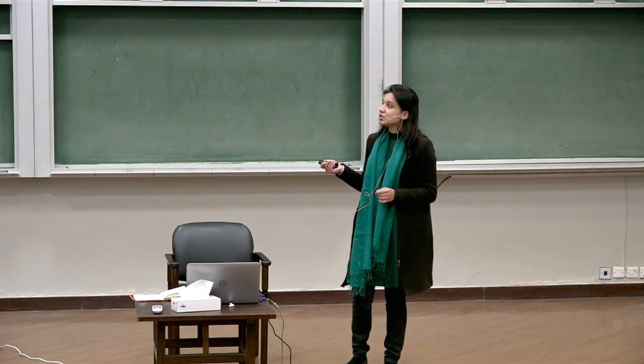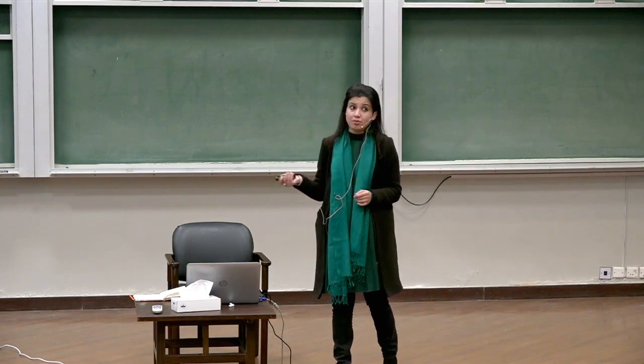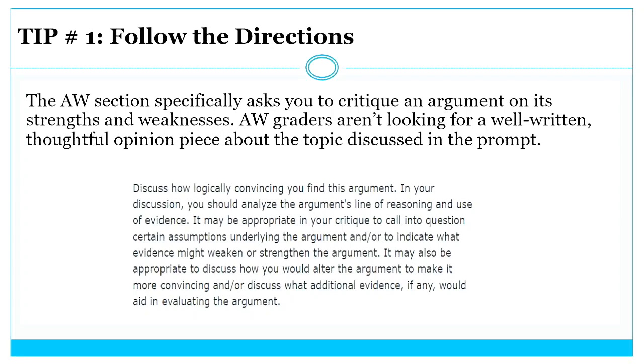The same kind of instructions you will come across when you're going to read the prompt of your essay, the argument essay. Here is an example. Discuss how logically convincing you find this argument. In your discussion, you should analyze the argument's line of reasoning and use of evidence. It may be appropriate in your critique to call into question certain assumptions underlying the argument, or to indicate what evidence might weaken or strengthen the argument. It may also be appropriate to discuss how you would alter the argument to make it more convincing, or discuss what additional evidence, if any, would aid in evaluating the argument.